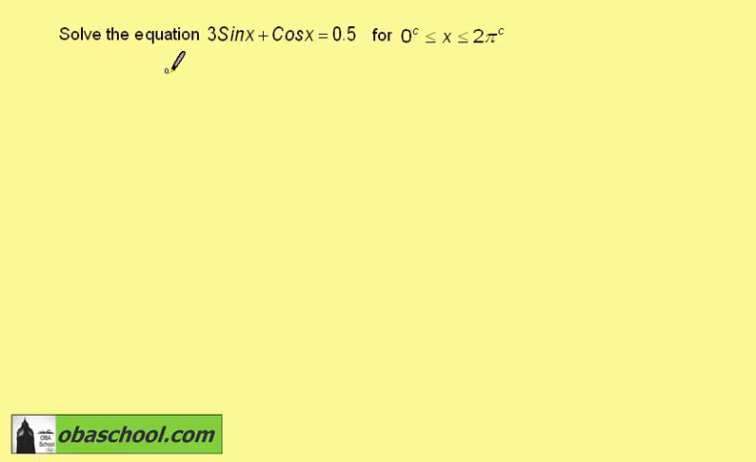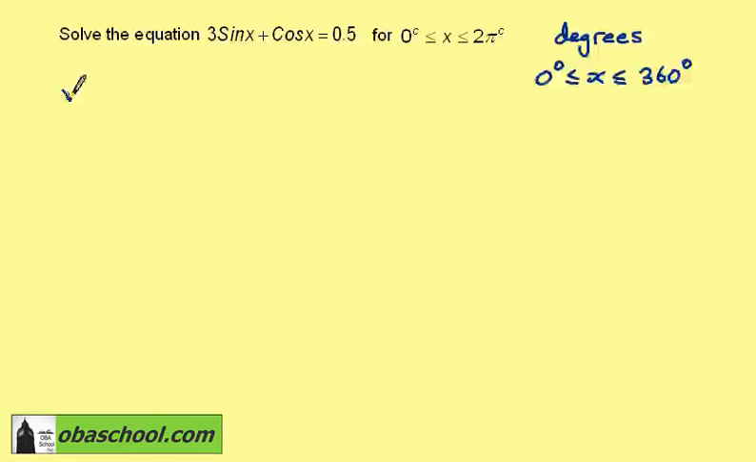We want to solve the equation 3 sin x plus cos x is 0.5 for values of x between 0 radians and 2 pi radians. We're going to approach this by solving firstly in degrees, between the same limits, from 0 degrees through to 360 degrees, and we'll then convert to radians after.